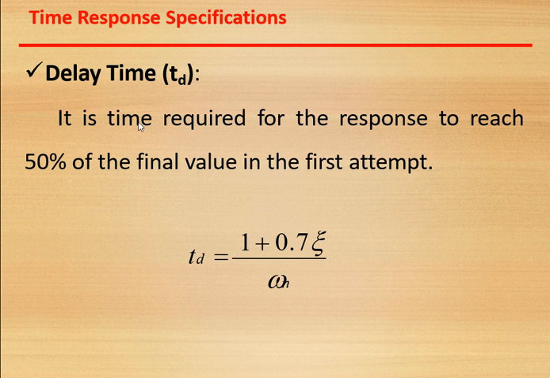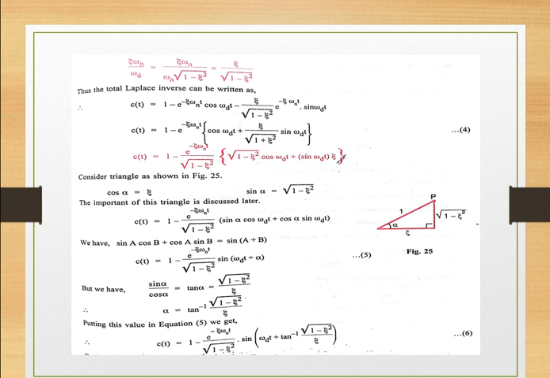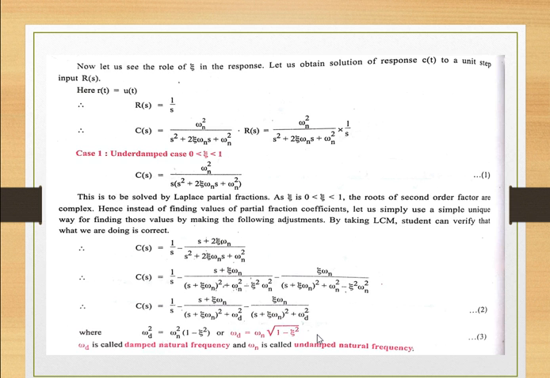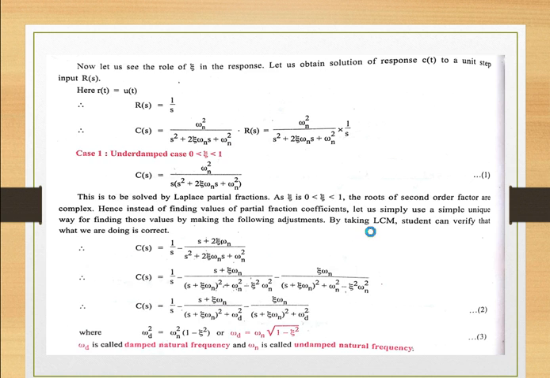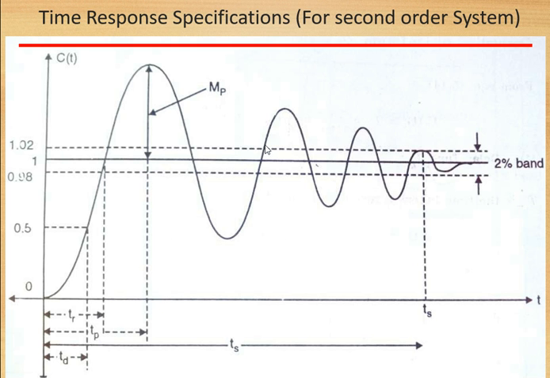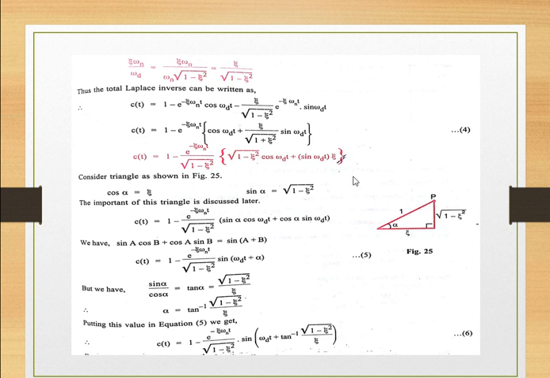So what is the TD? TD is the time required for the response to reach 50% of a value. In this case, if I take this equation, why am I taking this equation? Because this is the time domain specification, or we can say this is the derivation of a unit step response for a second order system, and we are discussing the time response of a second order system. So that's why this equation plays a very important role while calculating these time domain specifications. So let us see this equation.